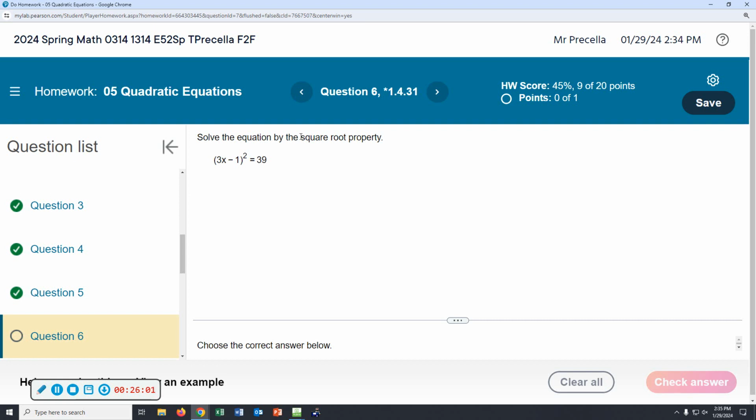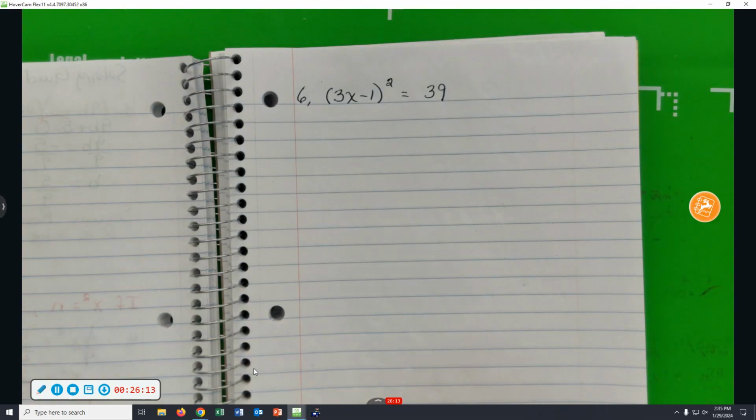Well, notice here, they're being nice, making sure you understand. Don't start pulling this out. You can do what we were doing on the previous ones, with the square root property.